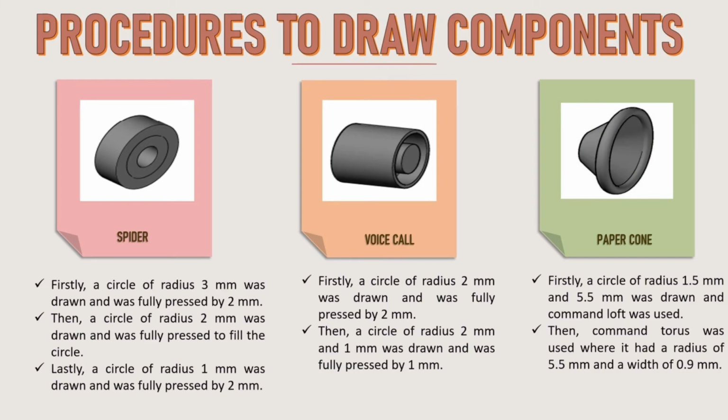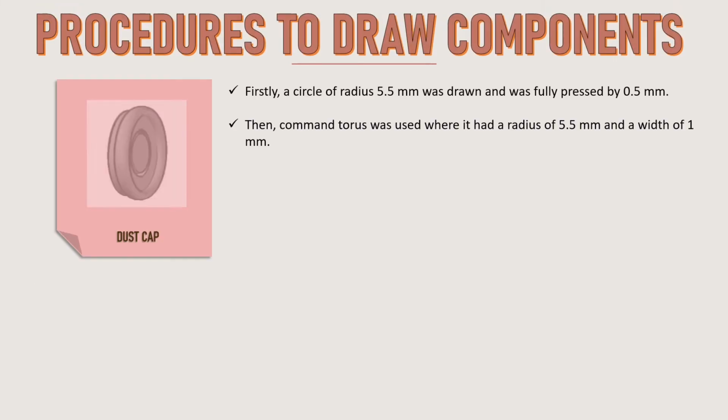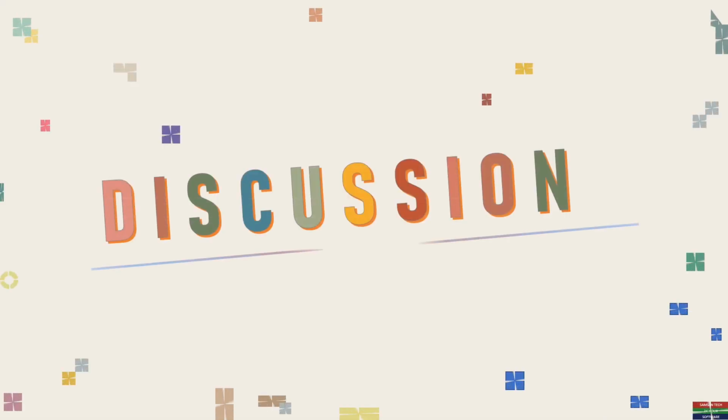Next is the peppercorn. Circles of radius 1.5mm and 5.5mm were drawn and the revolve command was used. Then the torus command was used, with a radius of 5.5mm and a width of 0.9mm. Lastly, the dust cap. Firstly, a circle of radius 5.5mm was drawn and was fully pressed by 0.5mm. Then the torus command was used, with a radius of 5.5mm and a width of 1mm.